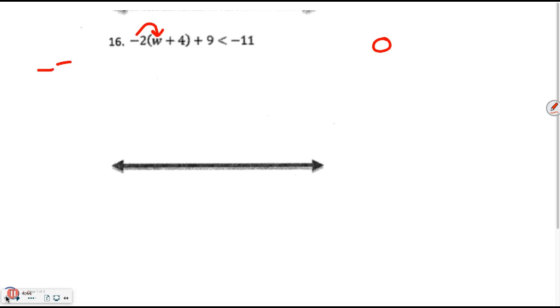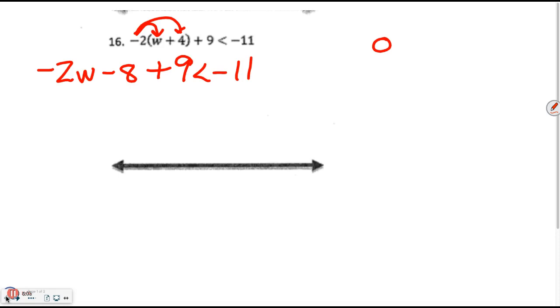So I write this down. Thank you for being so nice and listening so well. Negative 2w, and then you multiply, and you get a -8. The +9 hangs around, and this would be -11. So those of you who have Mrs. Peterson, you had this worksheet.